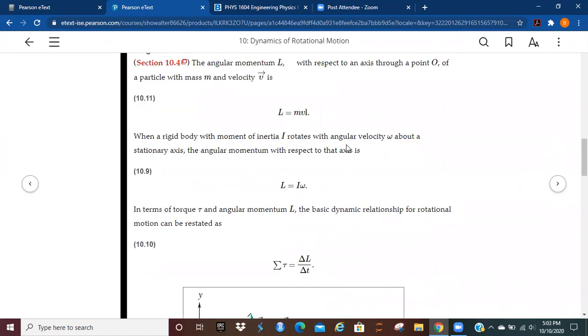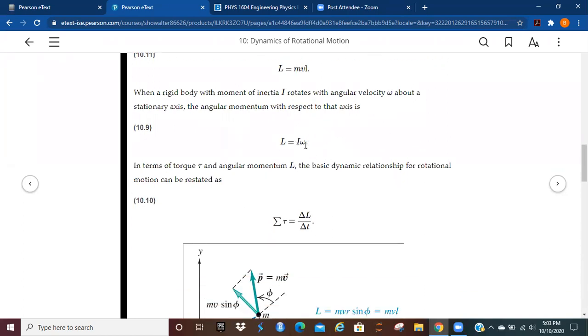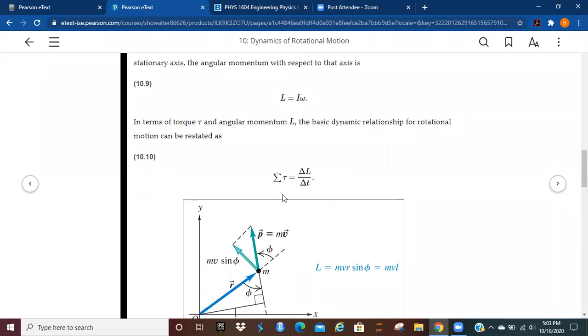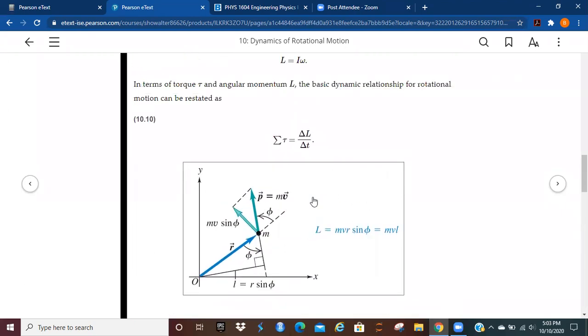So we're looking again at what is being applied perpendicularly here. When a rigid body with moment of inertia I rotates with angular velocity omega around a stationary axis, the angular momentum with respect to that axis is going to be the moment of inertia times the angular velocity. In terms of torque and angular momentum, the basic dynamic relationship for rotational motion can be restated as the net torque is going to be equal to the change in angular momentum with respect to time.